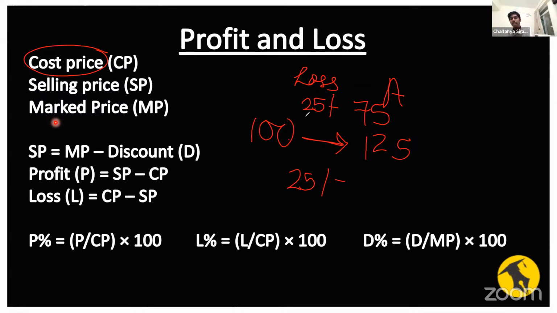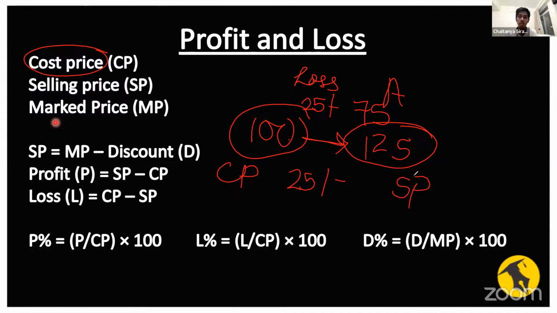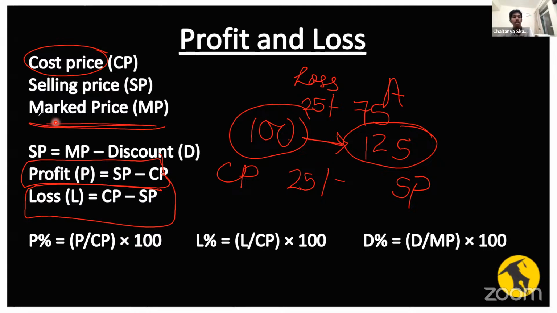So in this case, 100 is my cost price and 125 is my selling price. So this is CP and this is SP. SP is selling price, CP is cost price. So you can find these two formulas here for profit and loss. You incur a profit when your selling price is higher than cost price, and loss when cost price is more than selling price. All right, let me talk about marked price, or mark price.